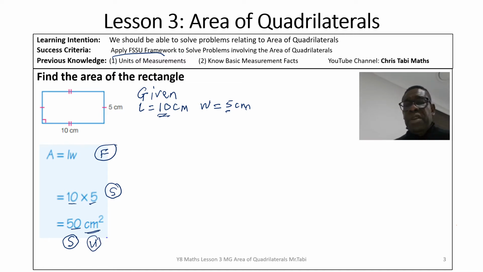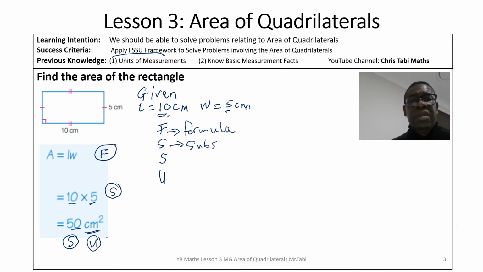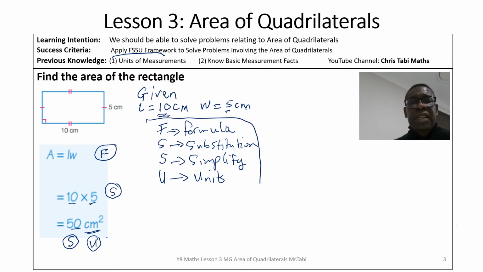Anyway, if you missed the previous lesson, FSSU simply refers to formula, substitution, simplify, and U for units. So that's the FSSU.